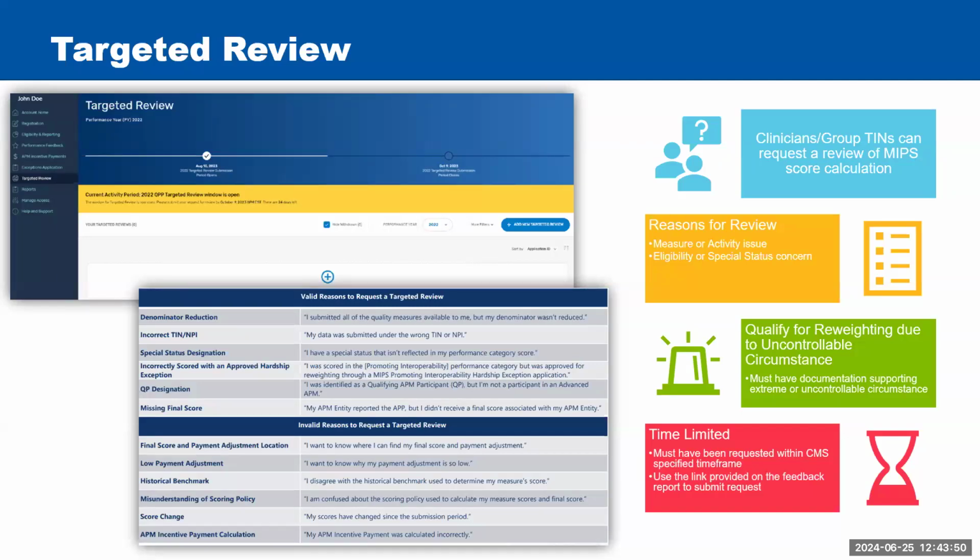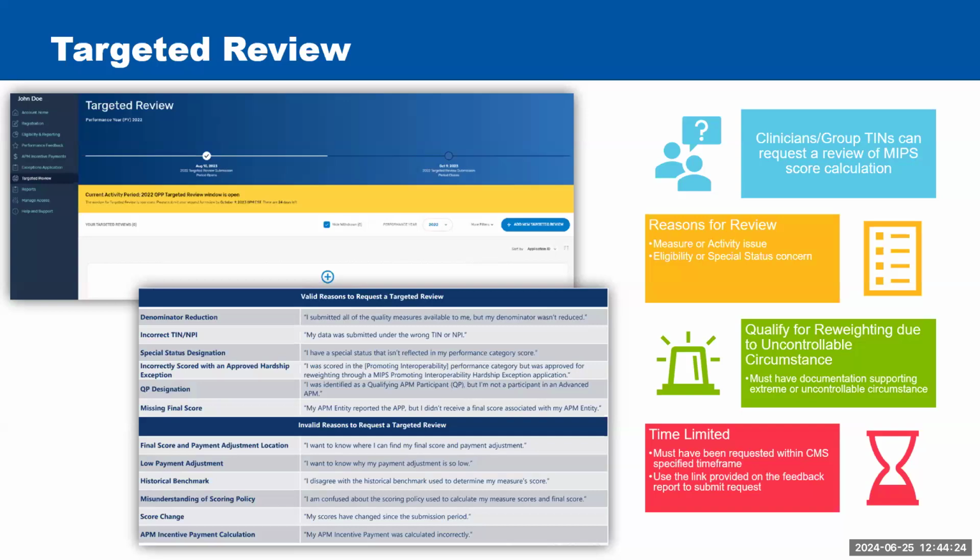If you had qualified for a reweighting due to some type of uncontrollable circumstance and you made that application, and for whatever reason it's not reflected in your feedback score, you could request a targeted review. But remember, you need supporting documentation for that extreme and uncontrollable circumstance. And sometimes when you've applied for those EUCs, some data inadvertently gets submitted for a couple of categories that'll override your EUC. So it's important to look at these when they come out.